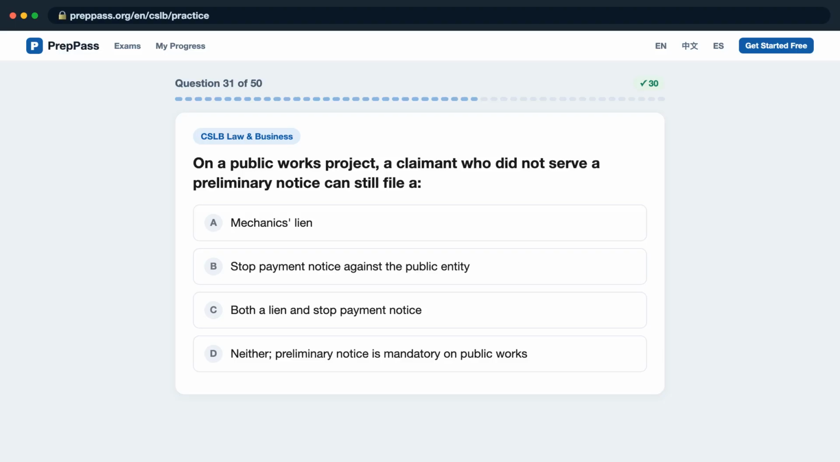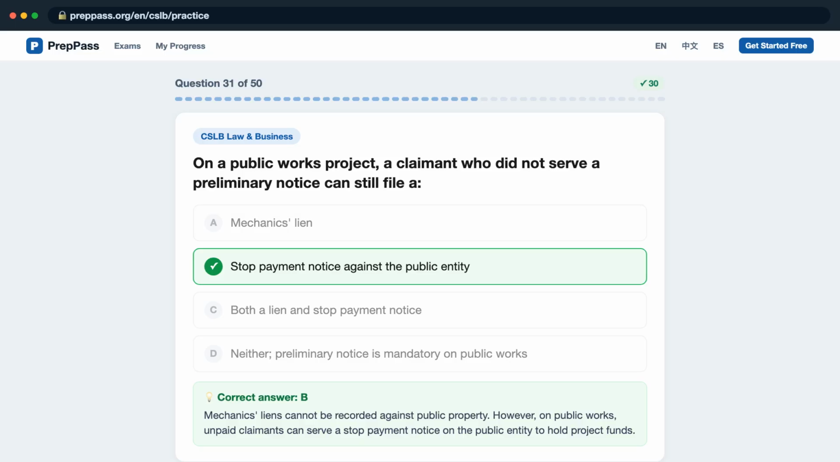Question 31. On a public works project, a claimant who did not serve a preliminary notice can still file a, is it A, mechanic's lien? B, stop payment notice against the public entity? C, both a lien and stop payment notice? D, either. Preliminary notice is mandatory on public works? The correct answer is B, mechanic's liens cannot be recorded against public property. However, on public works, unpaid claimants can serve a stop payment notice on the public entity to hold project funds.